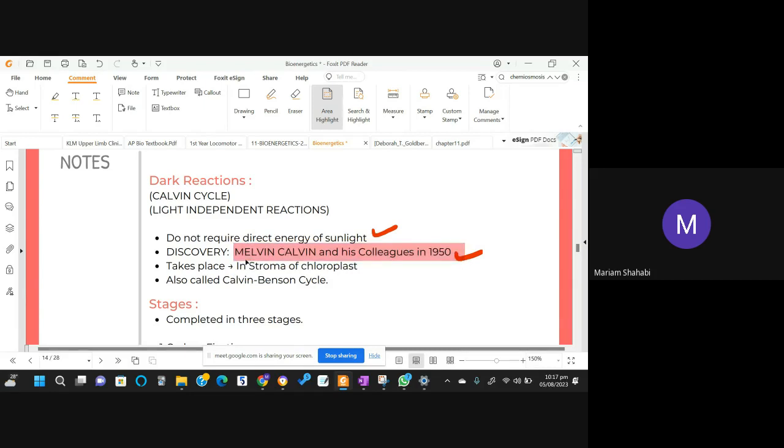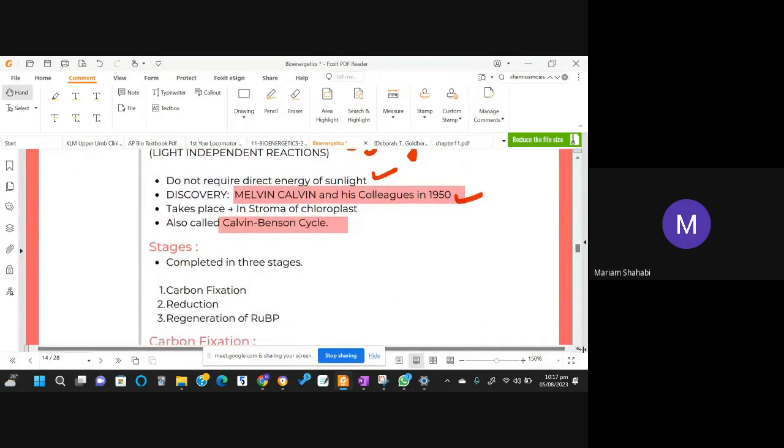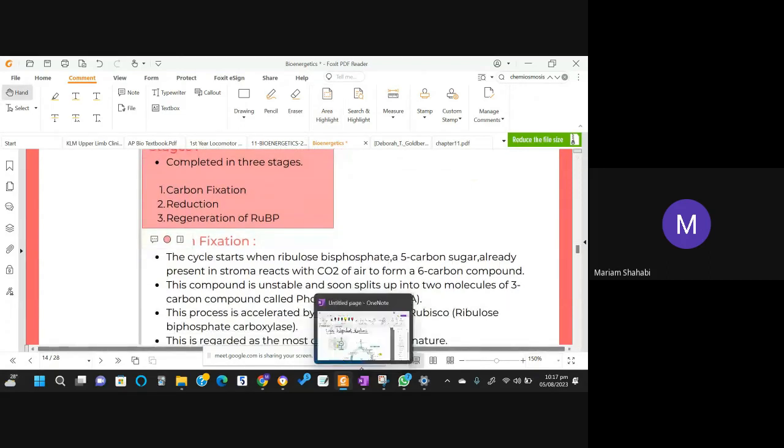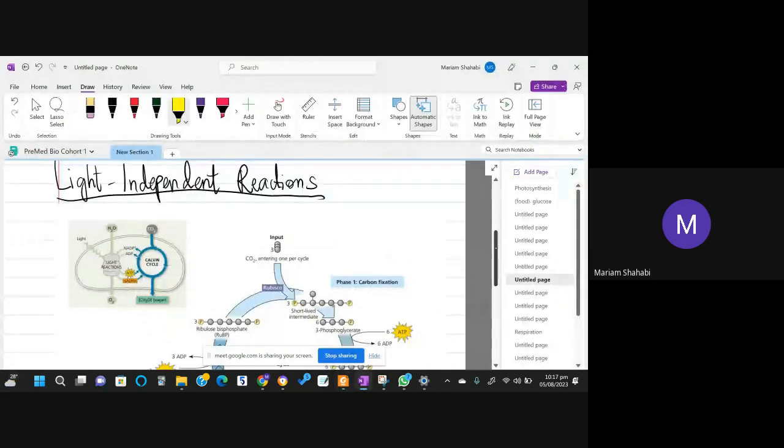Where does it take place? It takes place in the stroma of the chloroplast, and it is also called the Calvin-Benson cycle. It's also called the C3 cycle. Now first you need to remember the names of these three stages: carbon fixation, reduction, regeneration. I'll show you the diagrammatic representation.